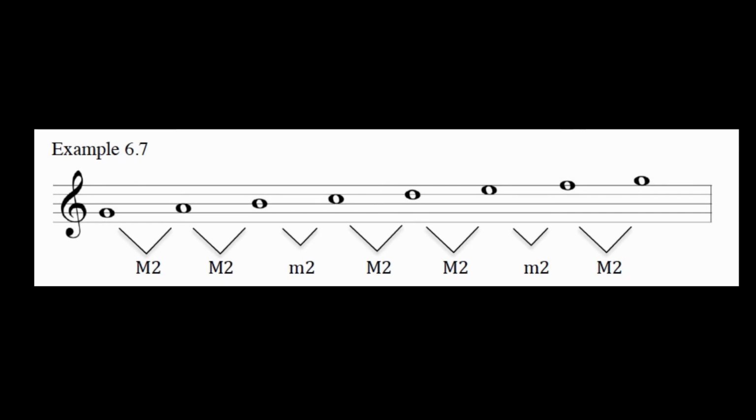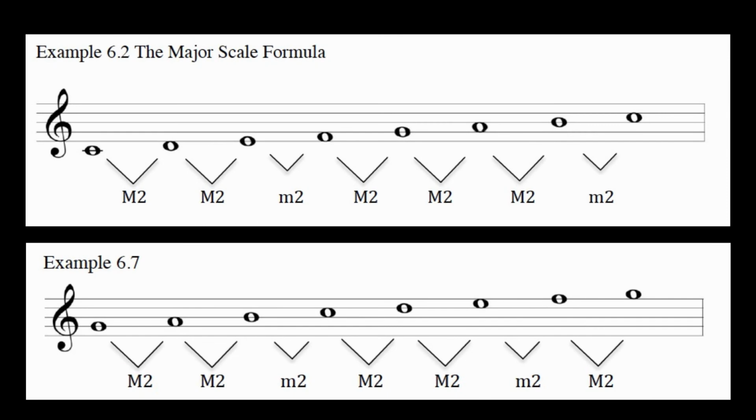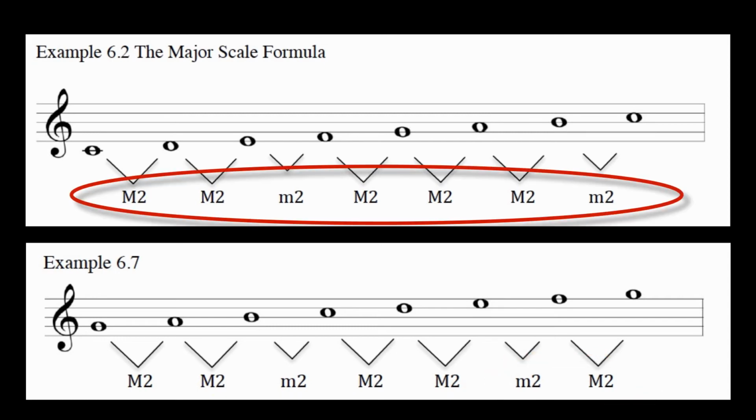This is because the formula of major and minor seconds is different, as you can see by the labels in this example. The major and minor second intervals at the end of the scale seem to be misplaced. To fix this, we will need to use the actual major scale formula introduced in example 6.2 and adjust the notes accordingly. This is easiest to do on a keyboard, as shown here.